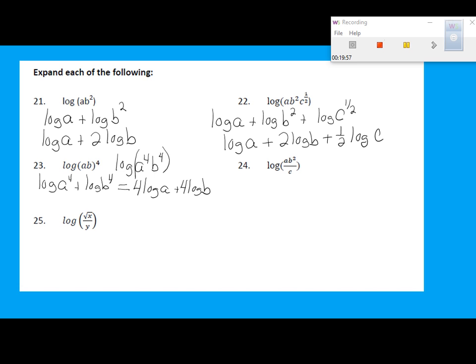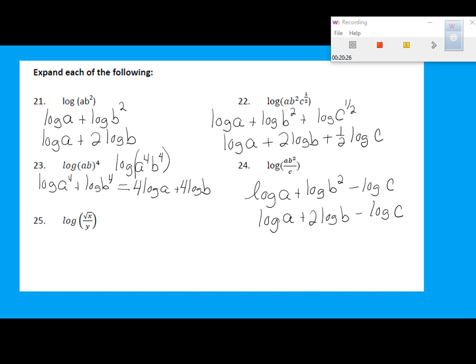Number 24. I've got log of A plus log of B squared. Now since I've got division, I can go minus log of C. Then to bring it home, log of A plus 2 log of B minus log of C. This becomes an important concept when I teach you the derivative of tougher logarithms.